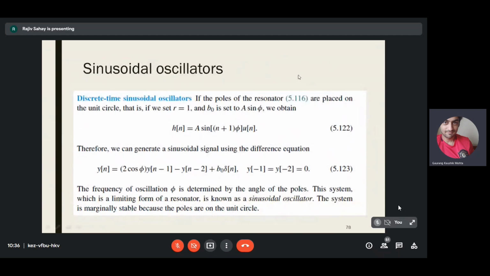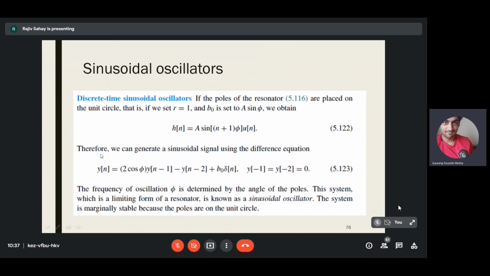Before we go to the notch filter, we have one special case of the resonator. If the poles of the resonator are placed on the unit circle, that is, you have a marginally stable system, so if we set r equal to 1 and b naught is set to a sine phi, then we obtain h of n as equal to this particular term. The right hand side has a sine of a function of phi.